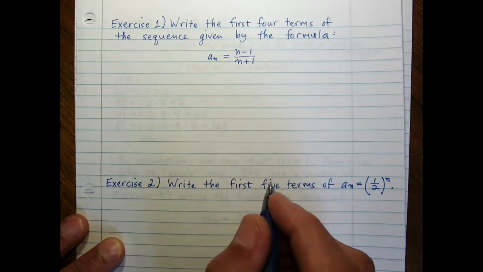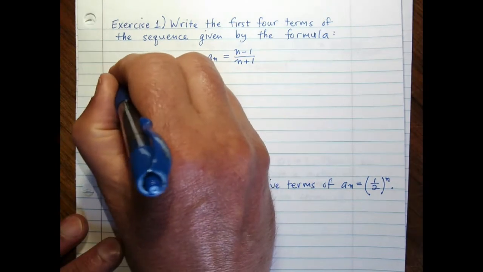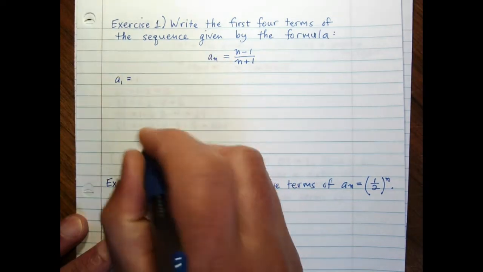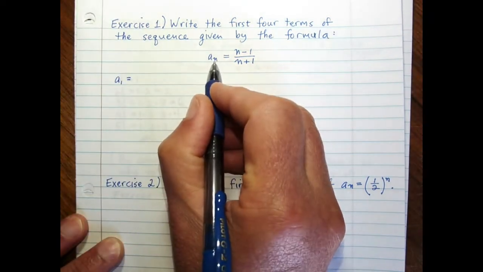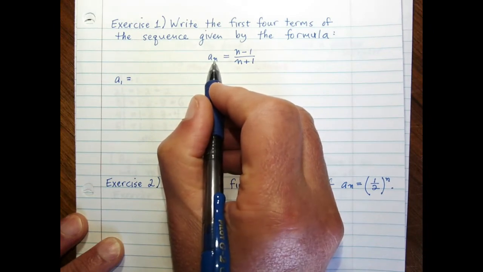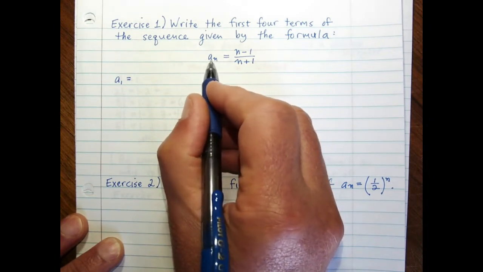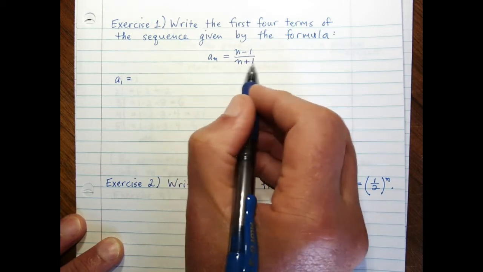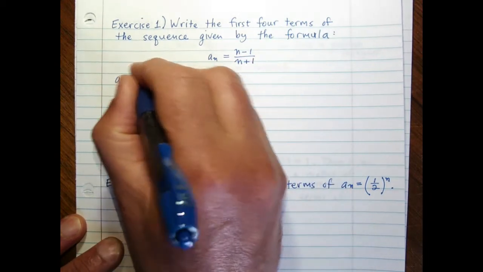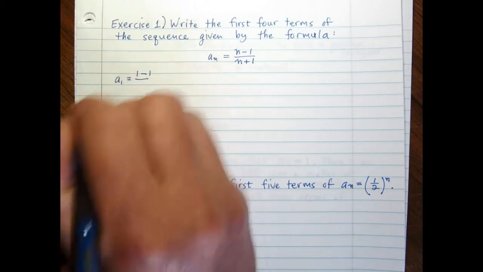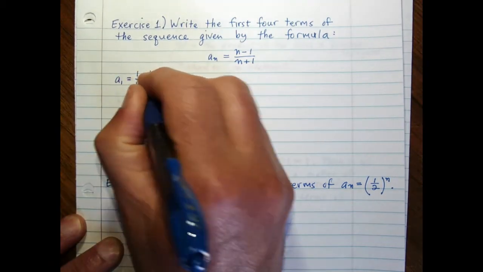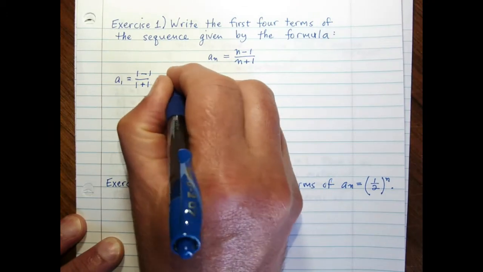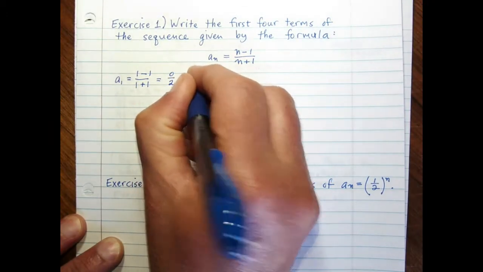So a sub 1 would be the first term. And what I'm going to do is if I put 1 in for n in this subscript in a sub n, I'm going to write 1 in for n in the other positions also. So I would have 1 minus 1 over 1 plus 1. Of course, that's 0 over 2, or 0. So a sub 1 is equal to 0.